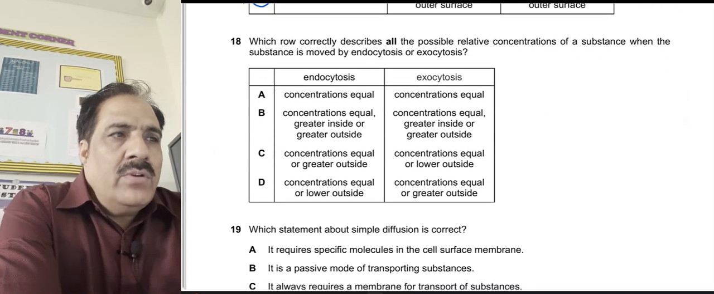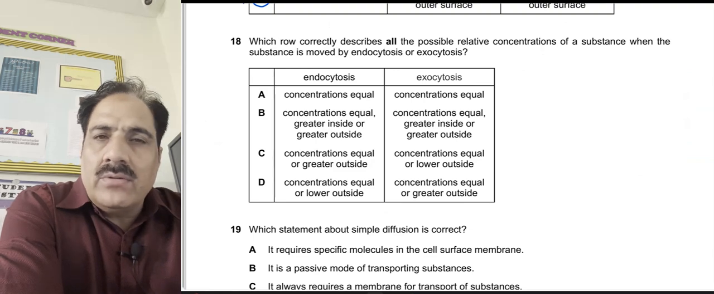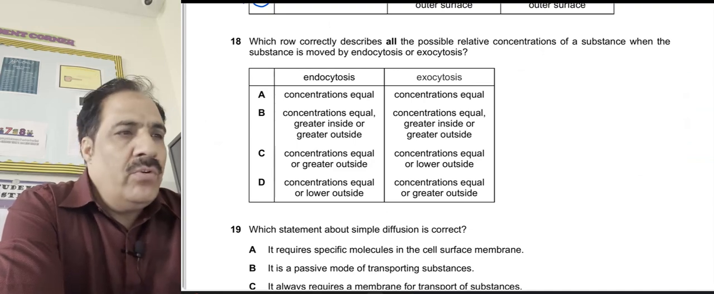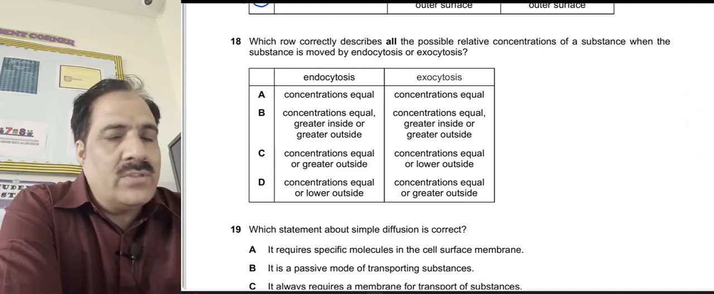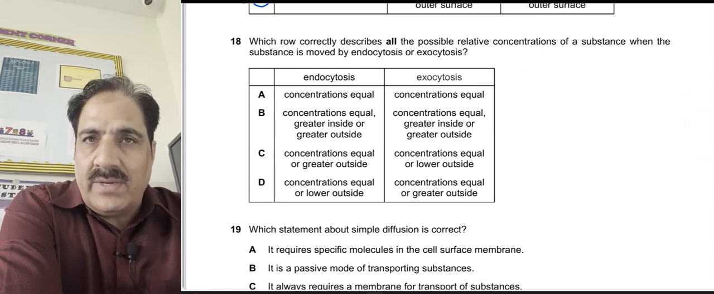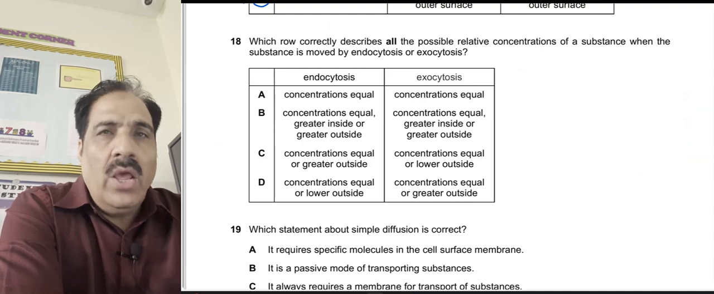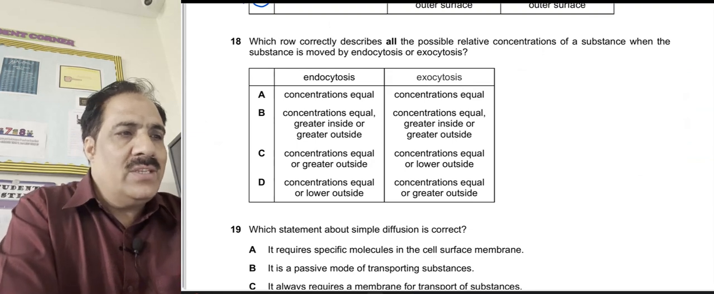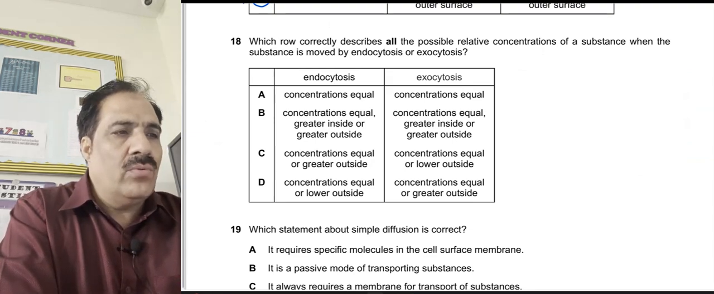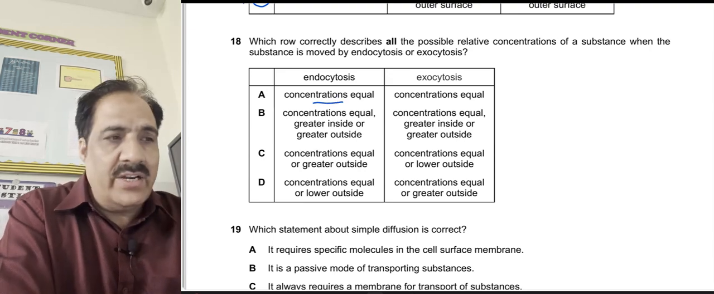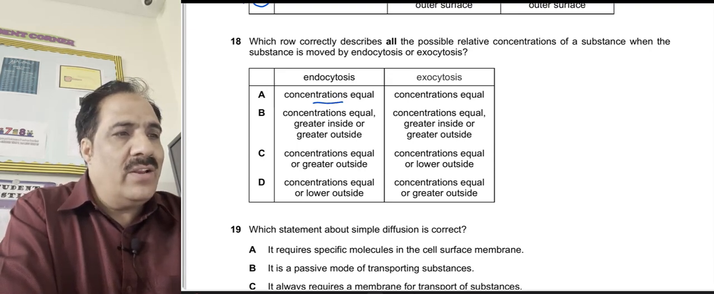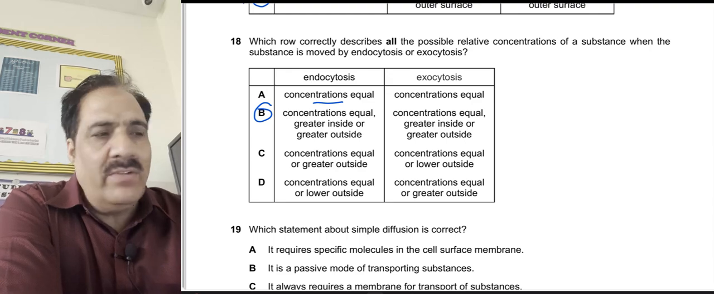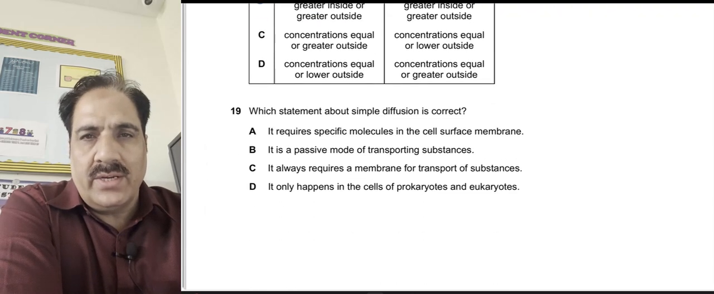Question number 18. Which row correctly describes all the possible relative concentrations of a substance when the substance is moved by endocytosis or exocytosis? We know both endocytosis and exocytosis take place by active transport, the bulk transport. Active transport always involves movement against the concentration gradient. So endocytosis, concentrations equal? No, we cannot say that, there is a concentration gradient also. So concentrations equal, greater inside or greater outside, this is the correct option because whenever there is a concentration gradient, active transport can take place.